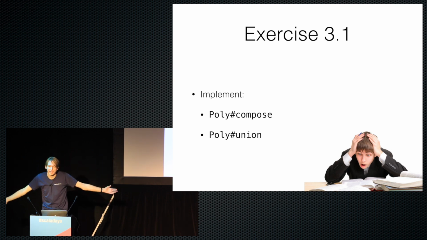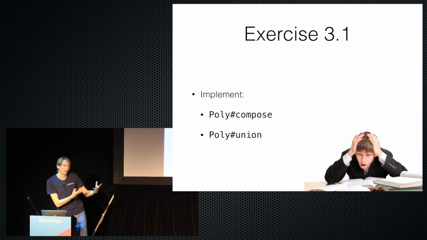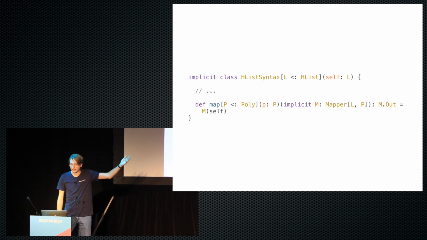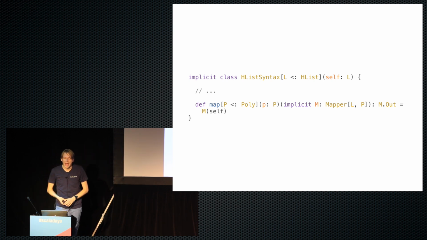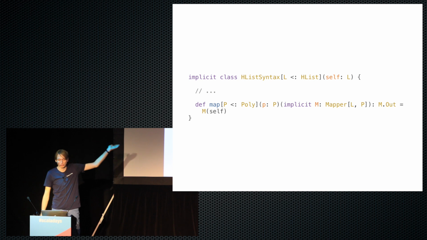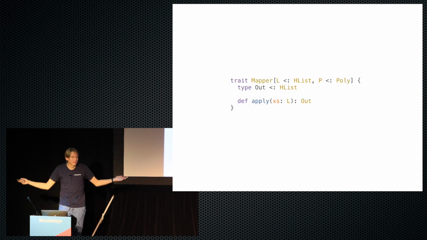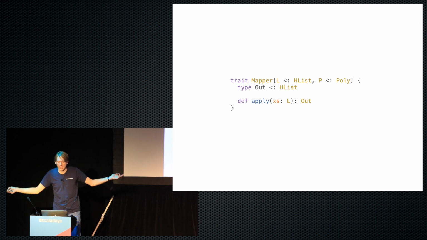So we've got poly. This is the primitive that we claimed would be enough for us to implement map. So let's implement map. We're going to put a map function on HList syntax that takes some p extends poly and an implicit mapper for some HList and for some poly p that returns an output type. Again, same pattern that we had before. We're just completely empty functions delegating to implicits. Mapper is just like we had before. It has an output type and an apply, nothing fancy.